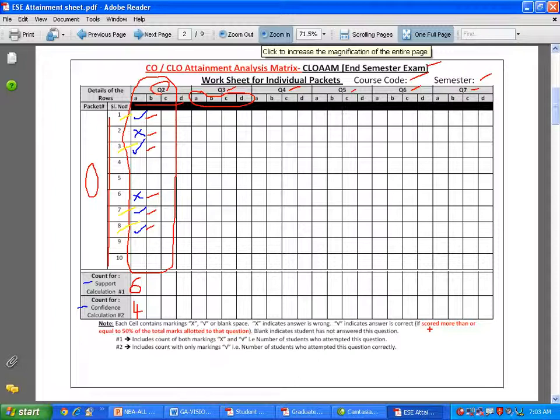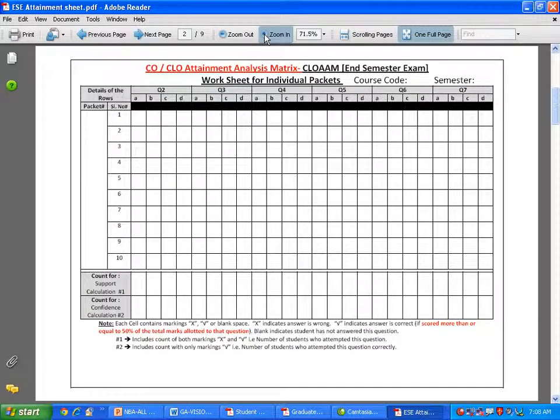The blank indicates that the student has not answered this question. Note 1 here includes a count of both cross marks as well as tick marks, that is, the number of students who have attempted this question. Note 2 includes a count of only tick marks, that is, the number of students who have attempted this question correctly. So this is how we do it for all the packets. Hope this is clear. Let me move to the next one. Like this, we do it for all the packets.